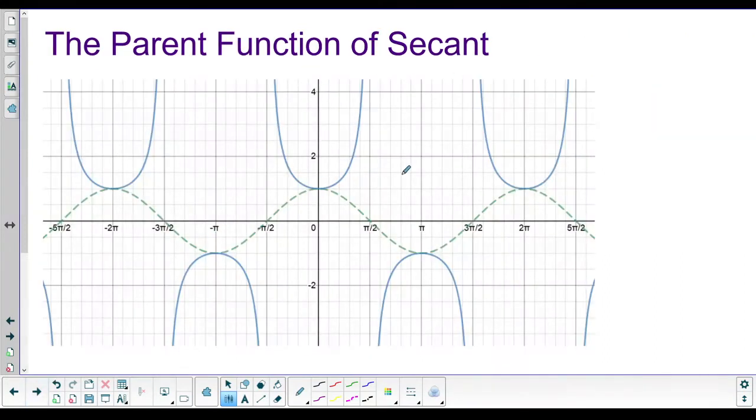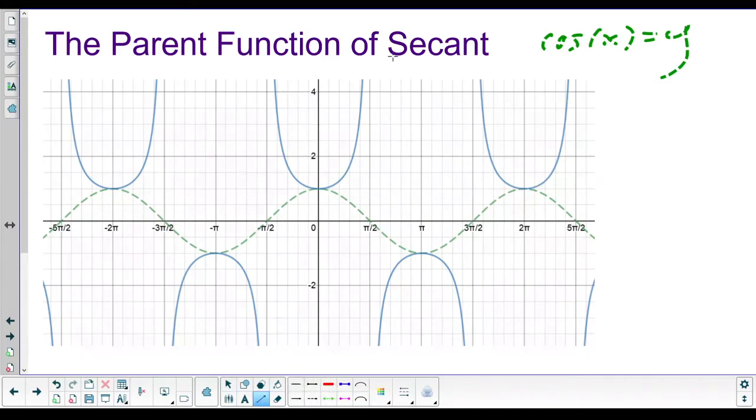So here, this dashed green line is our cosine function. That's this thing here. We can tell because it starts at a maximum and then it does its full period by 2 pi. So our secant function is basically the same thing as the cosecant function. It's just because cosine is a little bit shifted from sine, secant is a little bit shifted from cosecant. So it looks the same. You still have your vertical asymptotes wherever cosine would be 0.